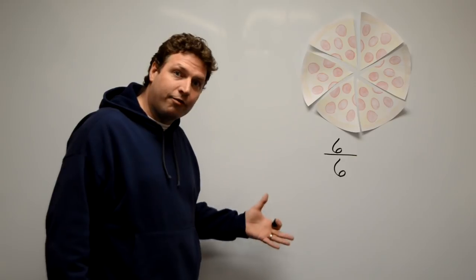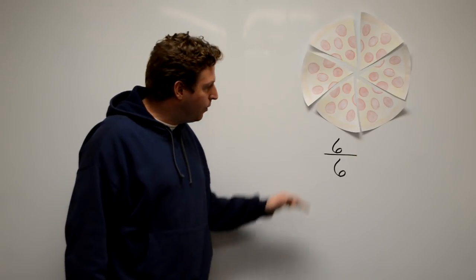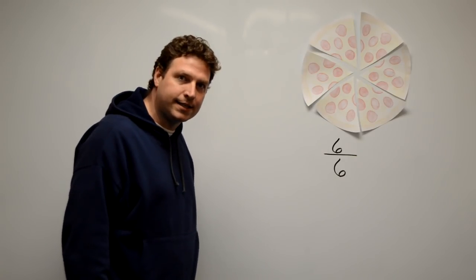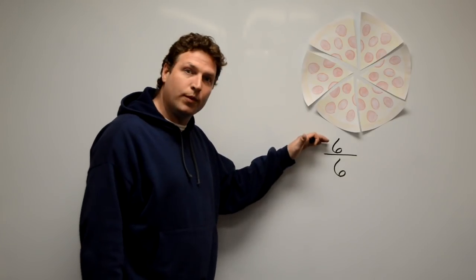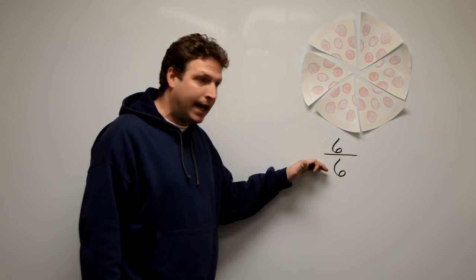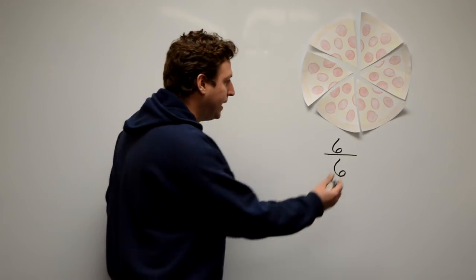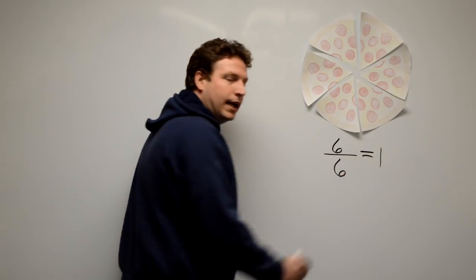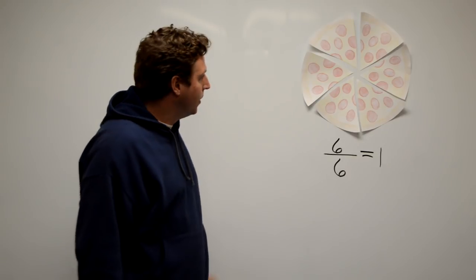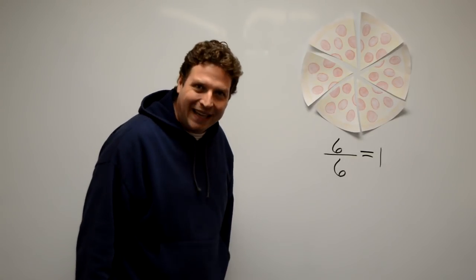So if we were writing a fraction for this pizza, it would be 6 out of 6 slices. Anytime the numerator is equal to the denominator, meaning the top number and the bottom number are exactly the same, we know it equals one whole. One whole pizza.